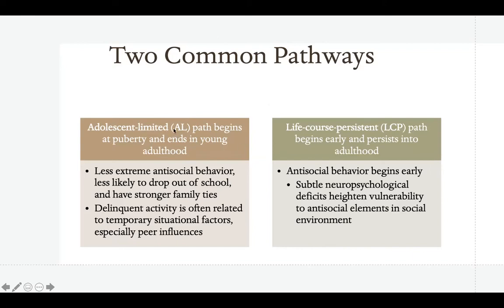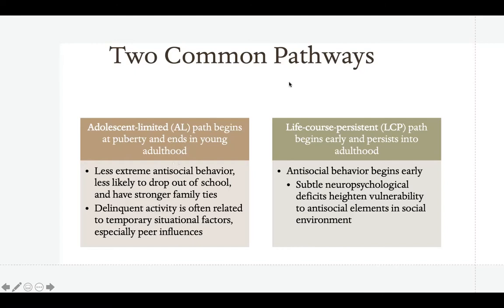So the adolescent limited path is similar to the adolescent onset. It starts at puberty and ends in young adulthood, so it doesn't persist past that. Once they're an adult, perhaps everything is typical and fine. Those on the adolescent limited path tend to have less extreme antisocial behavior. They're less likely to drop out of school, and they have stronger family ties and support. Their delinquent activities are often related to peer influences or something temporary, so this is limited to adolescence.